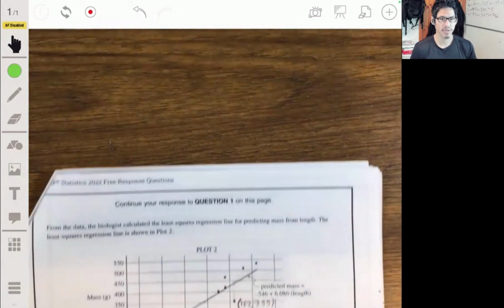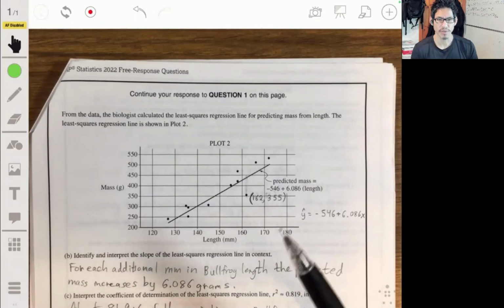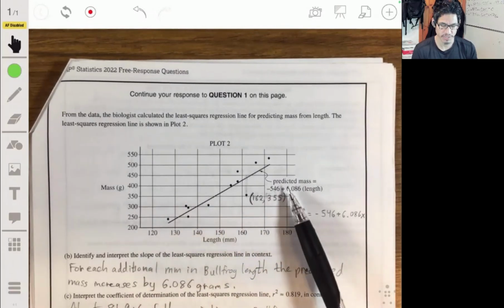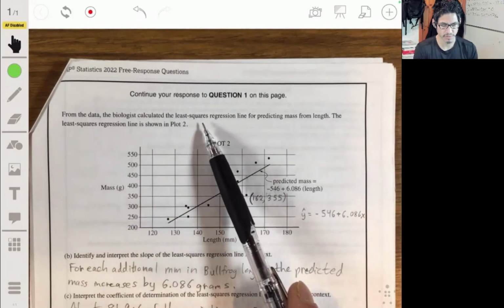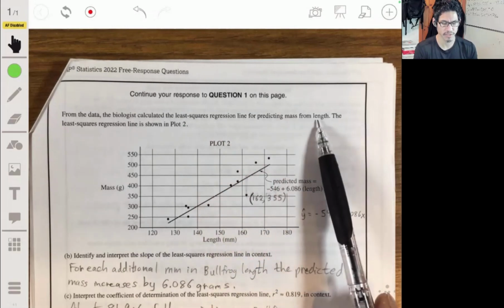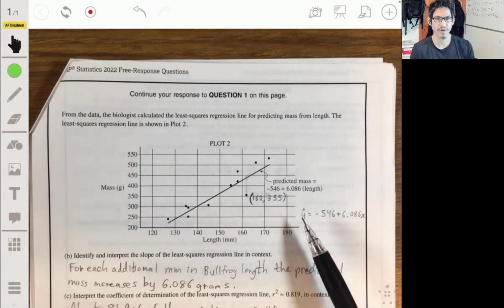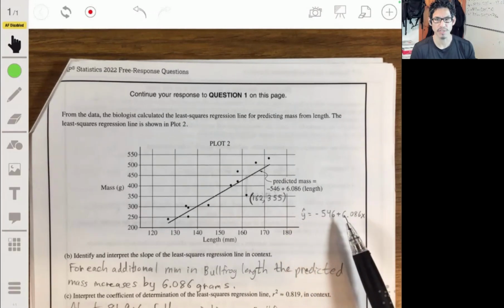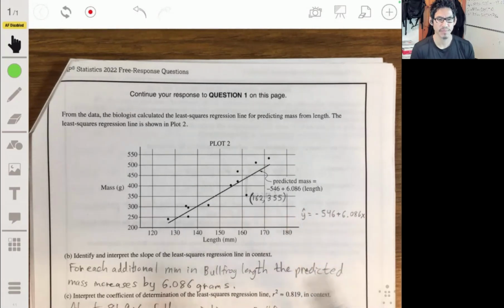All right, now part B, we have the graph again, and it gives you the equation that relates the length and the mass. They're basically giving the least squares regression line for predicting mass from length, and I wrote it here more clearly. We have y hat equals negative 546 plus 6.086x, because x is the length. Part B is saying identify and interpret the slope of the least squares regression line in context.